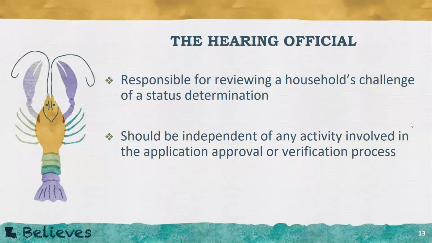The hearing official is responsible for reviewing a household's challenge of a status determination. This person should be otherwise independent of any activity involved in the application approval and verification process. Often, a superintendent, business manager, or child welfare advocate will fill the role of a hearing official.